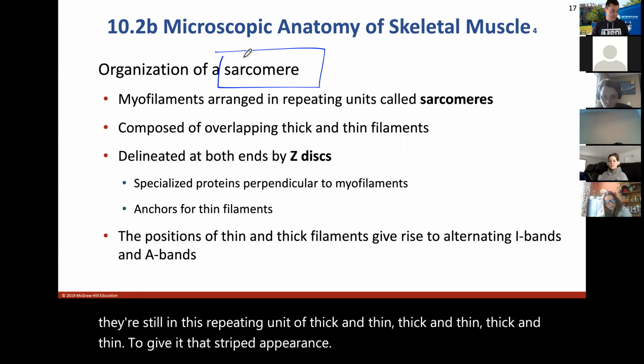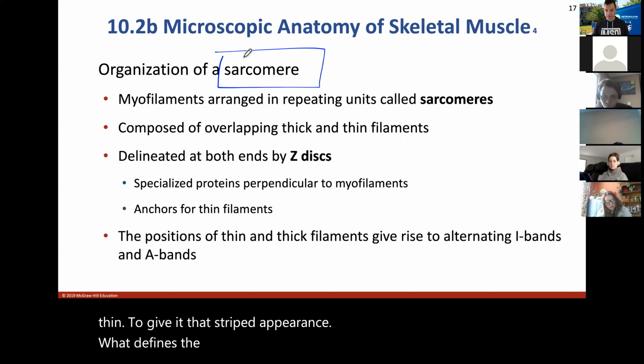What defines the beginning and end are Z-disc.